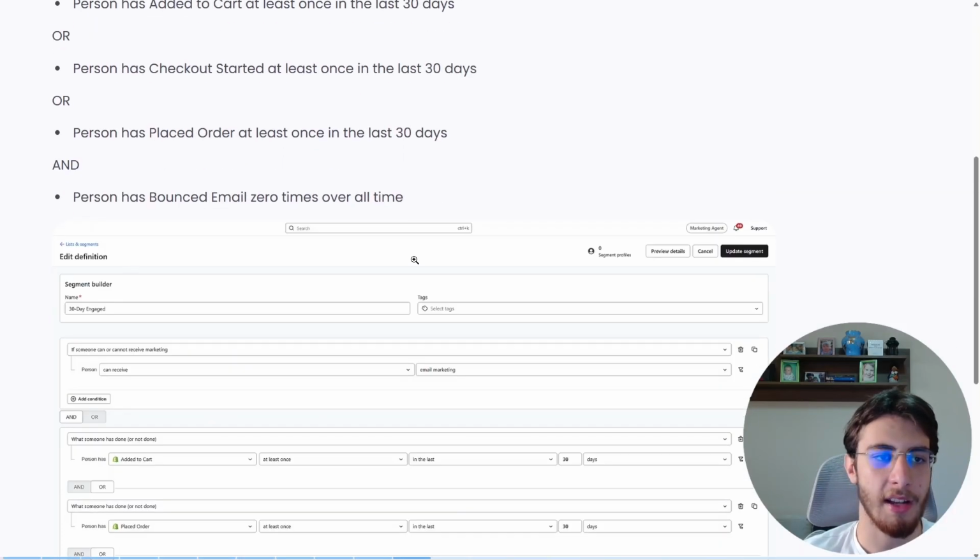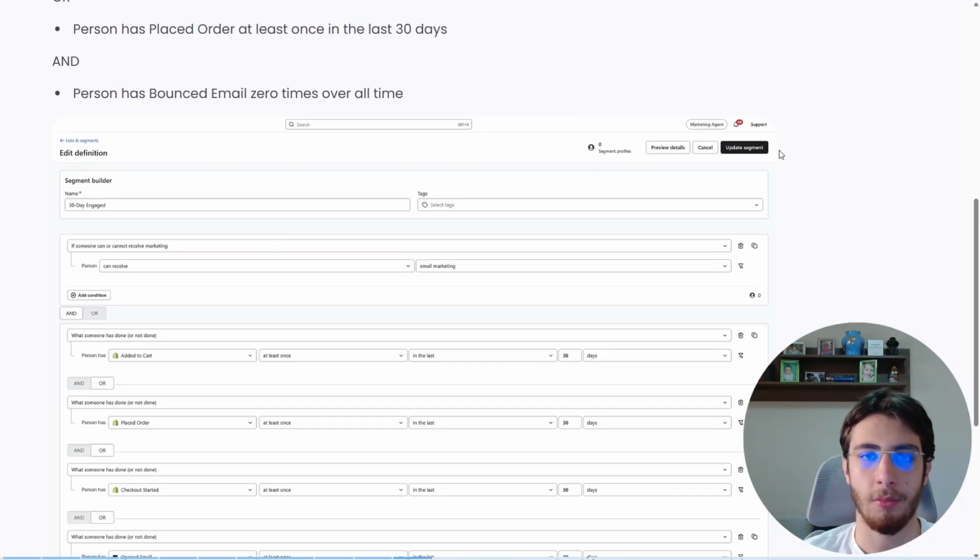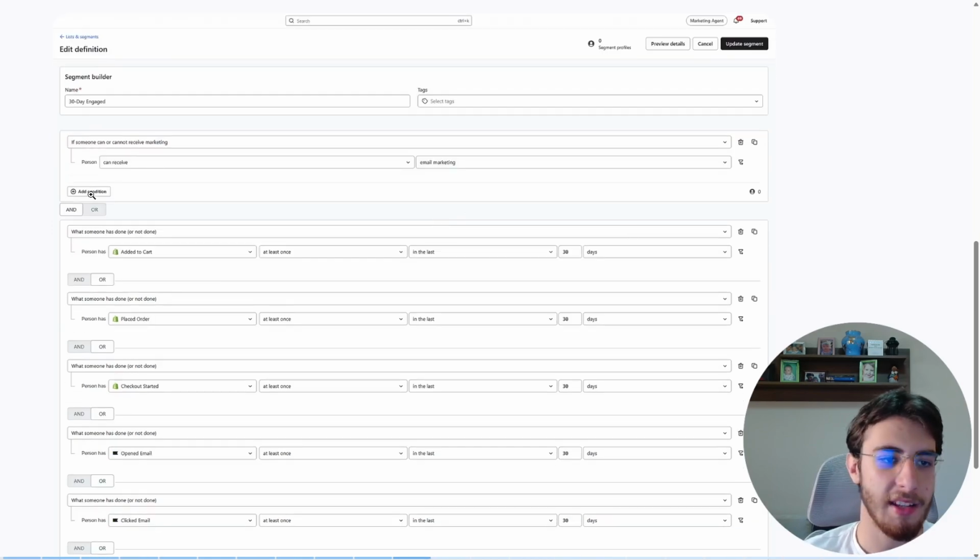So how do you actually create this inside of Klaviyo? You go to lists and segments. You're going to find it on the left side, right? You come there, you're going to have the button up here saying create list or create segment. You click there, you create a segment and you're going to get something like this. You're going to add these filters, add these conditions.